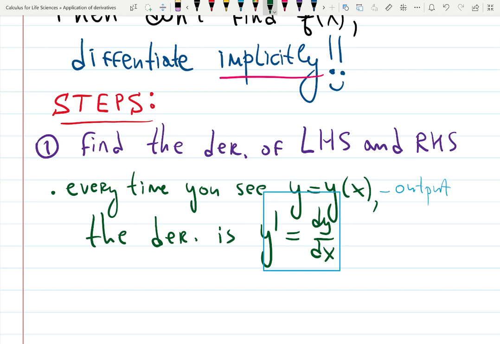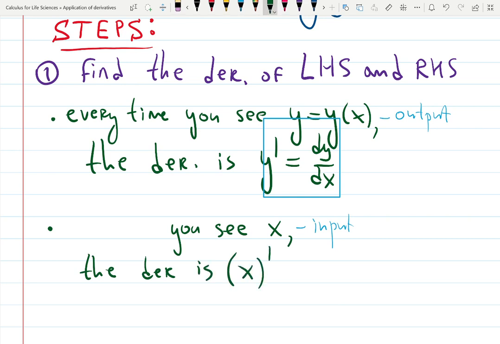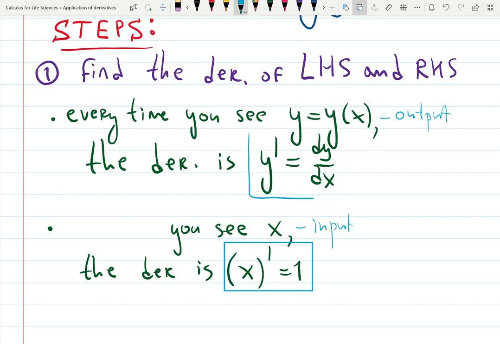Every time you see x, which is just the input, the independent variable, it can be anything in a domain. The derivative of x is x prime, which is 1. And that's going to be a main difference. Both are variables, so you will have to do the product rule if they are multiplied. But the way you differentiate each has a different meaning.